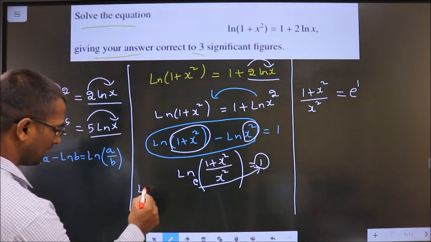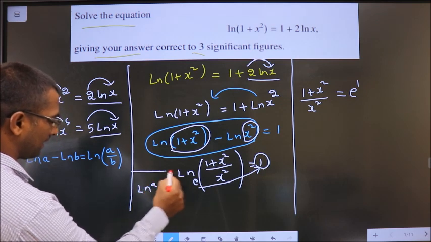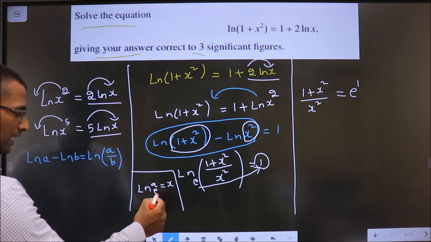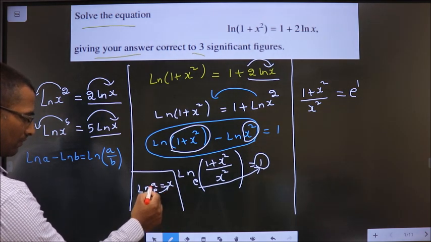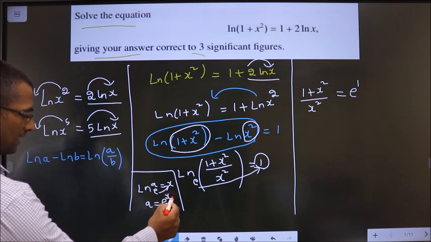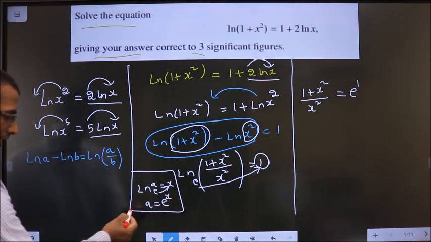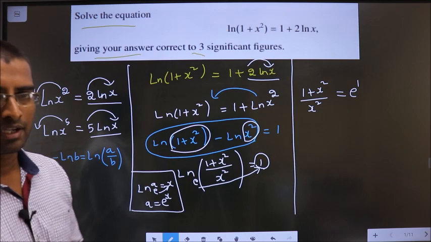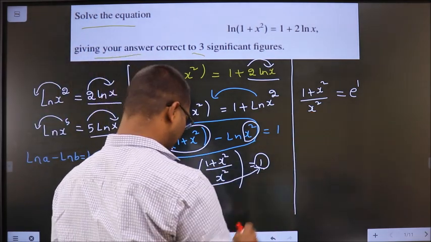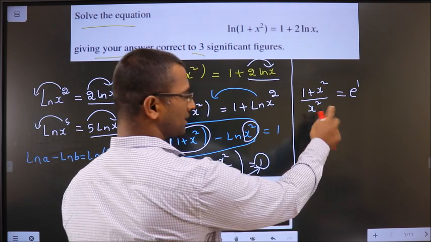See, let us say ln a = x. To remove the logarithm, a will stay on this side and e power x on the other side. This is how we remove logarithms. Clear? Okay, let's continue. Now I need to find x, so make x the subject.